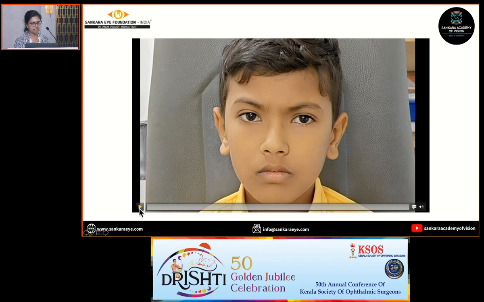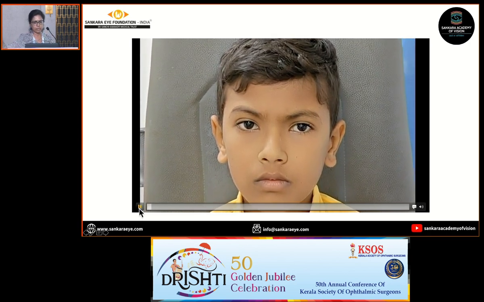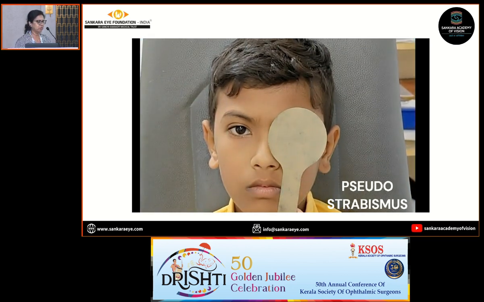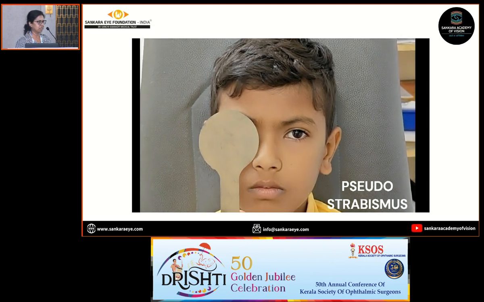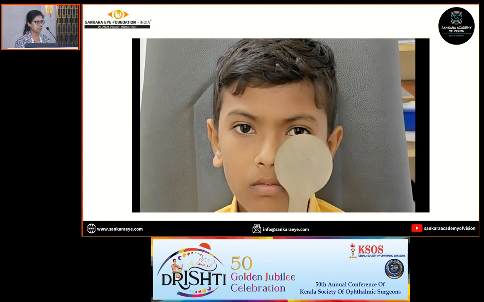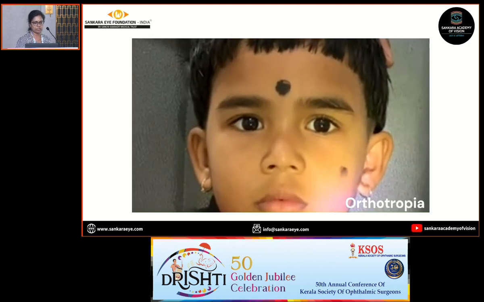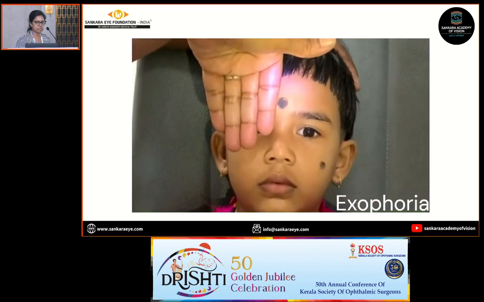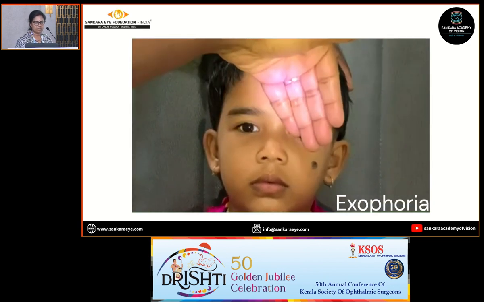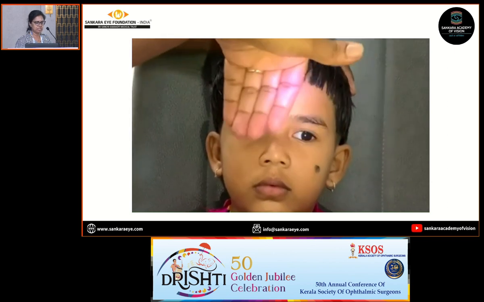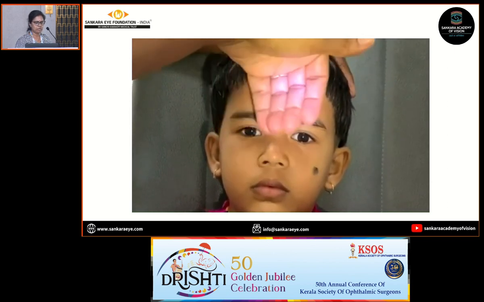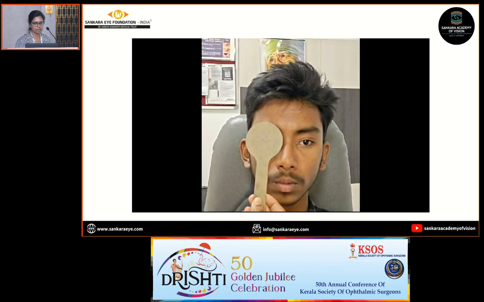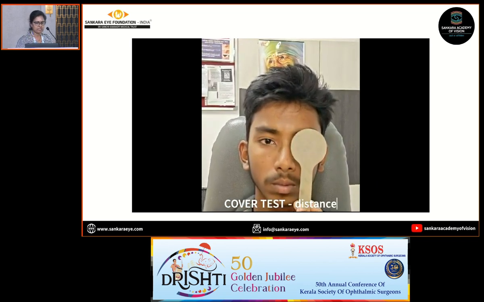So now in this child, the eye appears that there is left eye squint. So I'm doing alternate cover test, but there's no particular refixation movement in either eye. So this is the first thing that we have to rule out is pseudostrabismus. Likewise in this child, the eyes are appearing straight, but now I'll cover the right eye. There's no deviation in left eye, but there is deviation in the right eye. There's a refixation movement. So when you do alternate cover test, there's repeated refixation movement. So this is phoria.